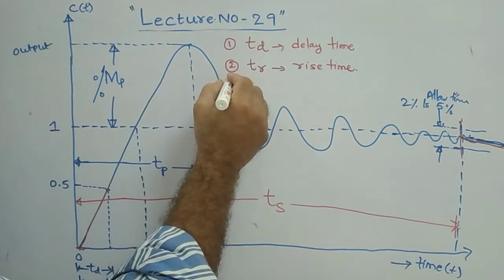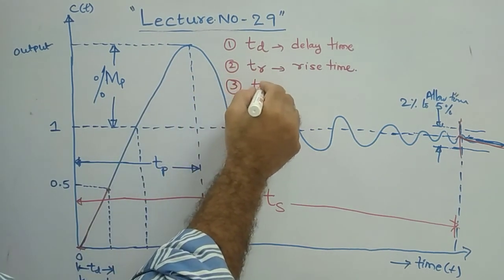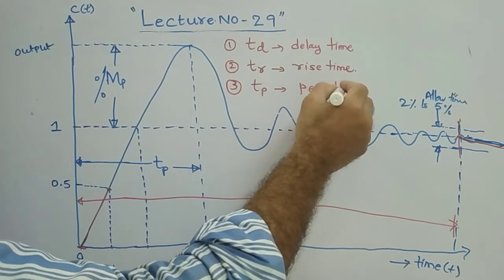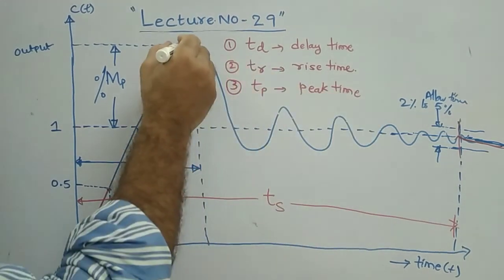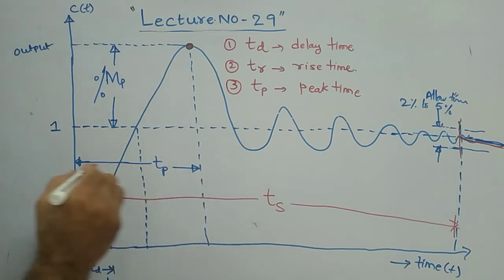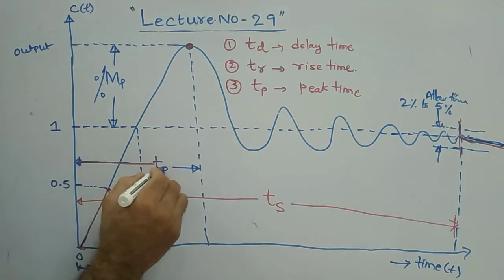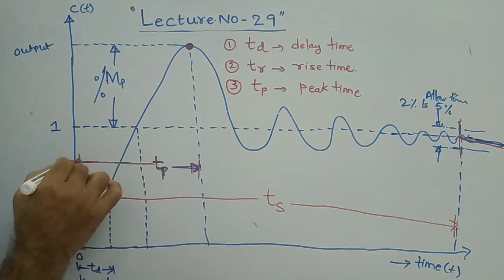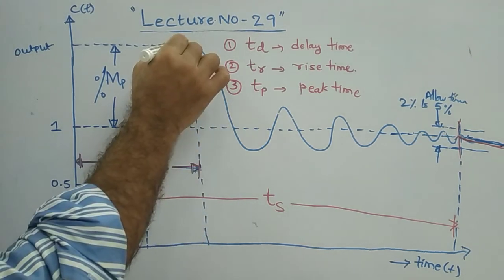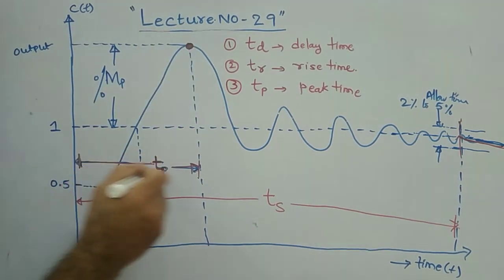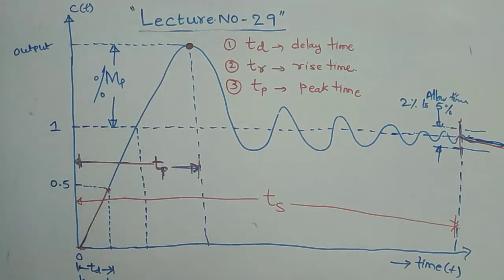And the third one is TP, peak time. What is peak time? Peak time is the time required for the response to reach the peak value, which I have marked here as TP. To reach the peak value is called TP, the peak time. That is the third one.